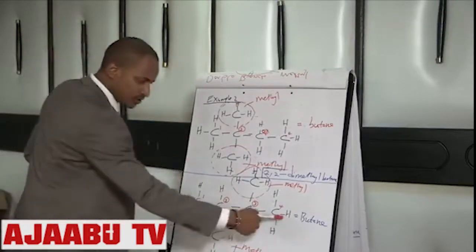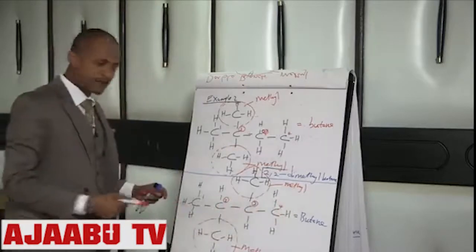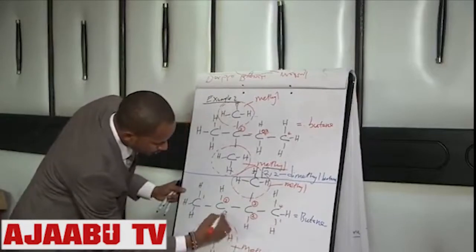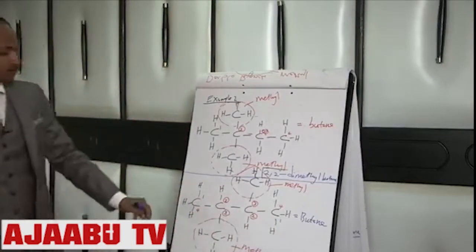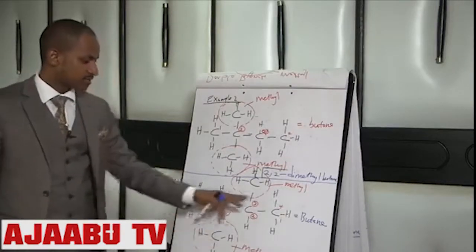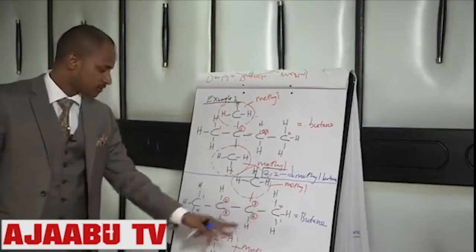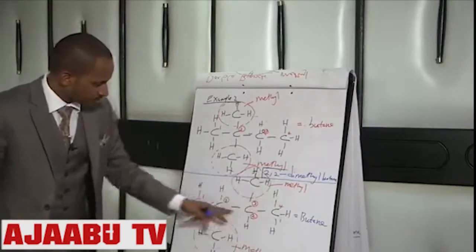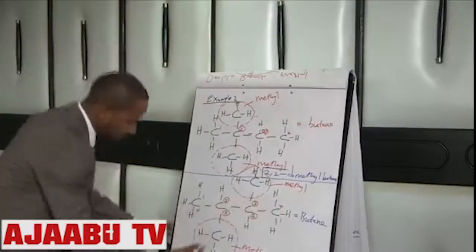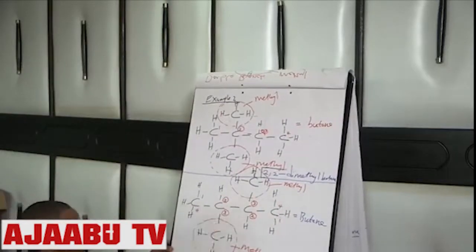Again, you can also number it from the other side, which is 1, 2, 3, 4. So you notice, class, that when you go like this, it lies on the second, the first branch, and third, the second branch. Or the second, first branch, and third, second branch. You can start with this or like this. So you simply name it as 2, 3, and because there are 2 methyls, you say dimethyl butane.